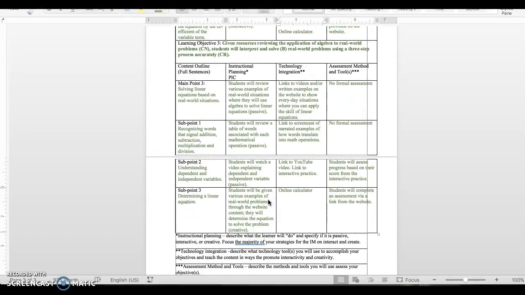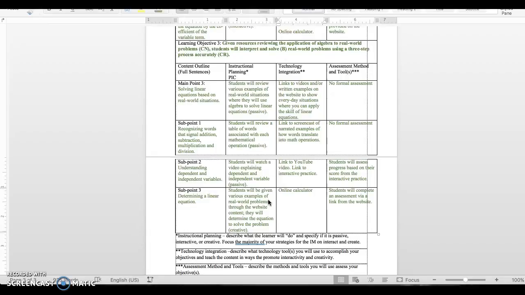Learning objective 3, given resources, reviewing the application of algebra to real world problems. That's difficult to say. Students will interpret and solve real world problems using a 3-step process accurately. So in learning objective 2, we're looking at being able to compute using the algebraic equations. Learning objective 3 is going a step further and applying that to real world situations and not just an equation given on a worksheet.